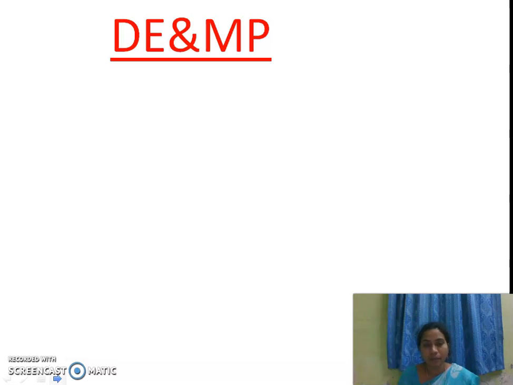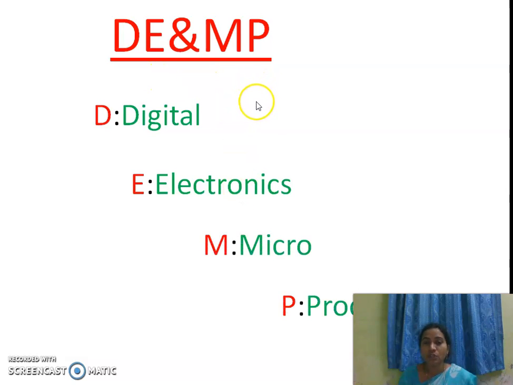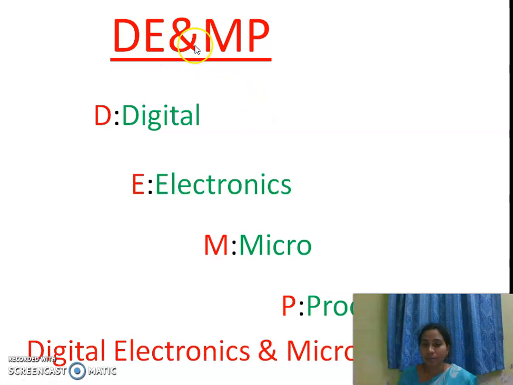In this semester, I am going to deal the subject DEMP. So what is the meaning of DEMP? D belongs to digital, E belongs to electronics, M belongs to micro, P belongs to processor. So simply we call DEMP as digital electronics and microprocessor.